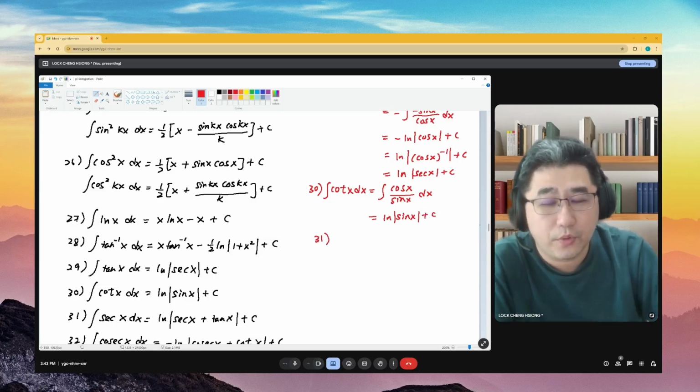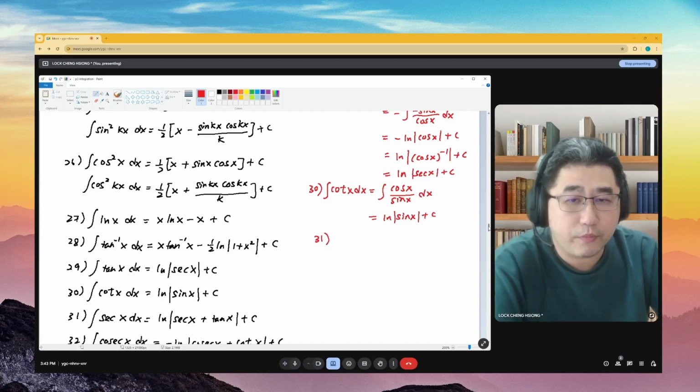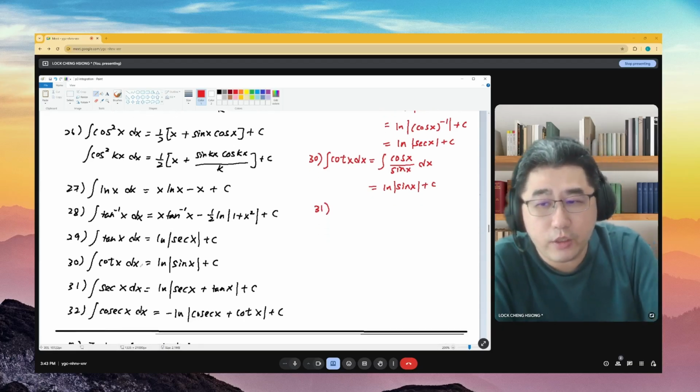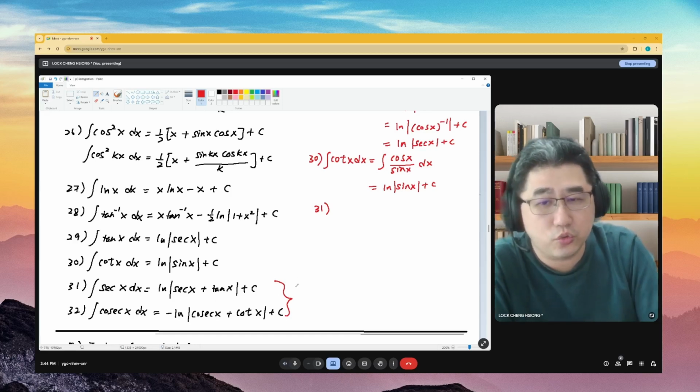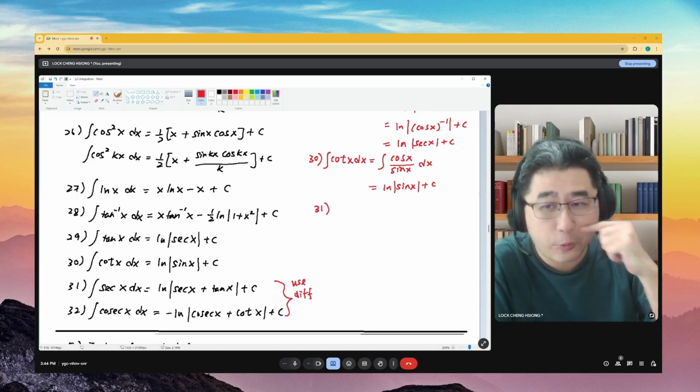31. I have integrate of secant x equals ln secant x plus tangent x plus c. For these two, it's difficult to actually understand how to do the rule. These two we actually remember by using differentiation. We use differentiation to help us remember the proof.